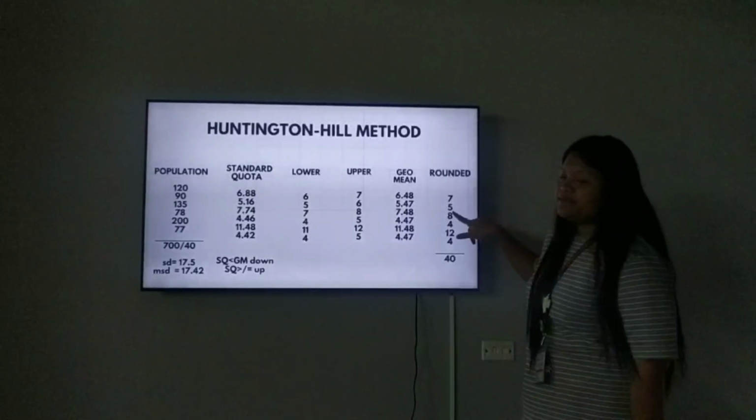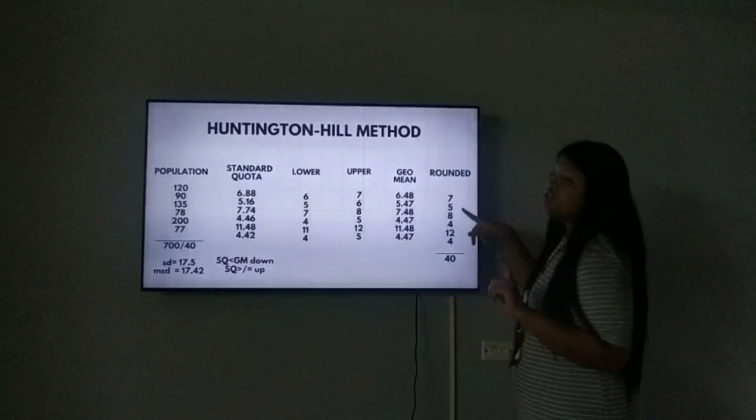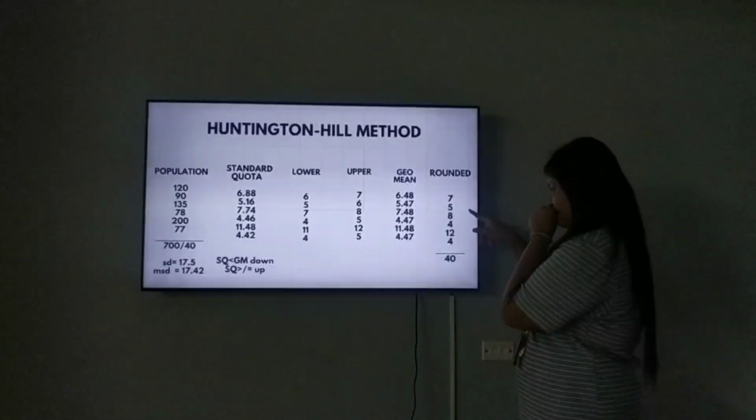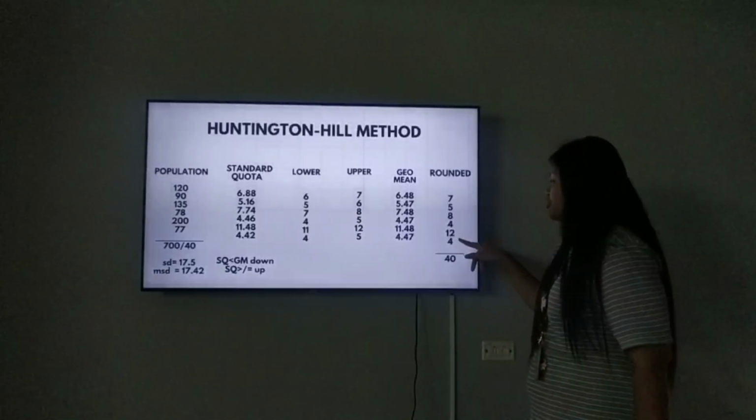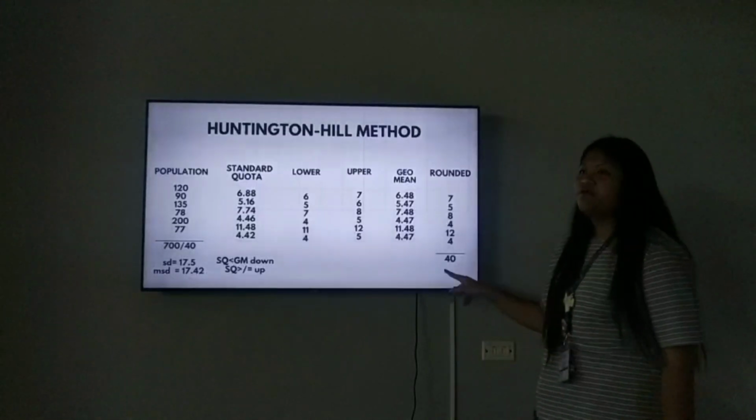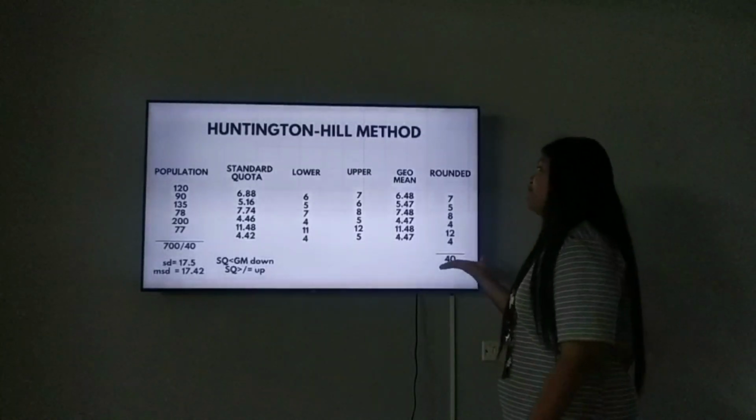So 7 plus 5 equals 12. 12 plus 8 equals 20. 20 plus 12 equals 32. 32 plus 8 equals 40. So we have our 40 here.